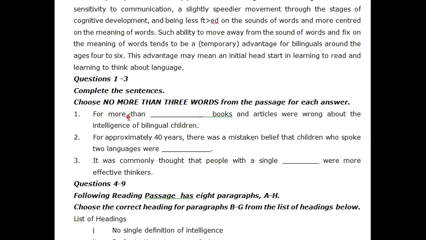So if we read it, for more than dash, books and articles were wrong about the intelligence of bilingual children. Okay, so the keyword seems to be books and articles. So we have to find something related to books and articles. Also we have to see the words before the gap, for more than; perhaps that could be your keyword in finalizing the answer. So at first you have to find the words books and articles somehow, and then find out for more than what these books and articles were wrong about the intelligence of bilingual children.